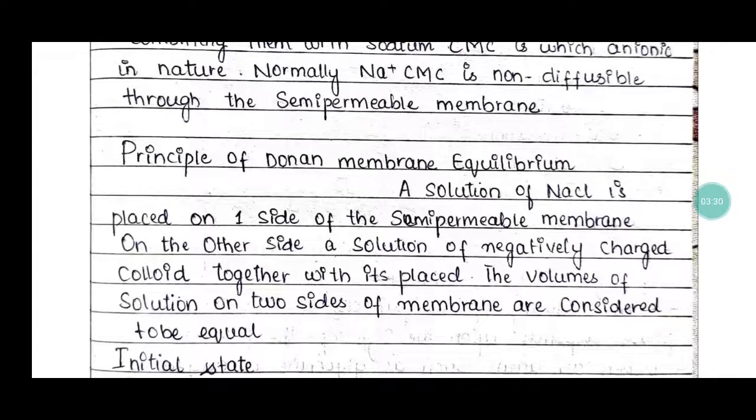chloride is placed on one side of the semi-permeable membrane, and on the other side a solution of negatively charged colloidal particles is placed. The volumes of the solution on the two sides of the membrane are considered to be equal, or in equilibrium.